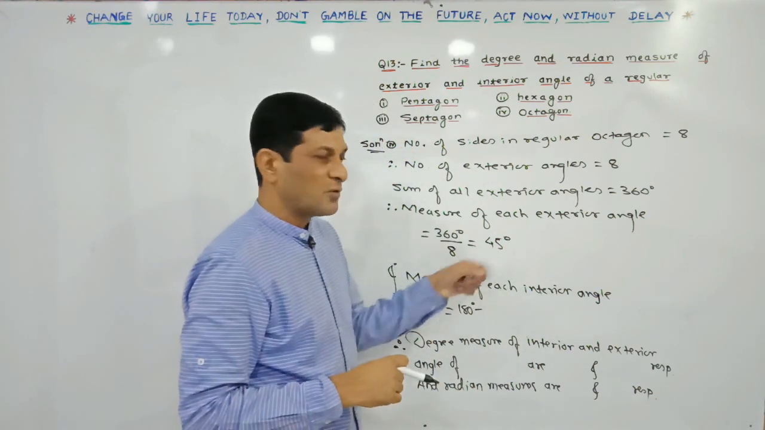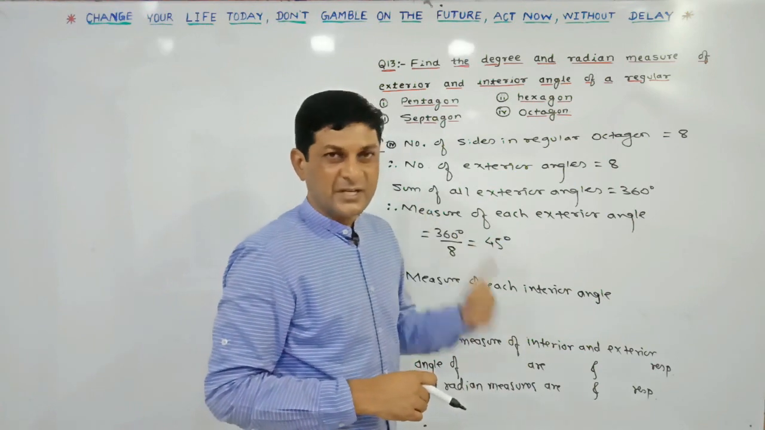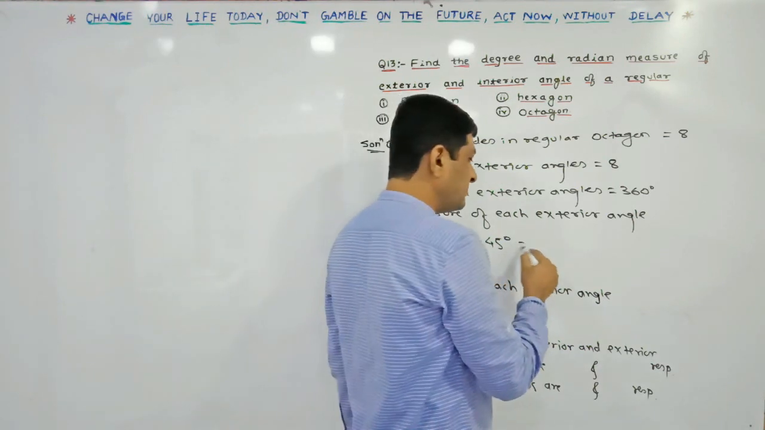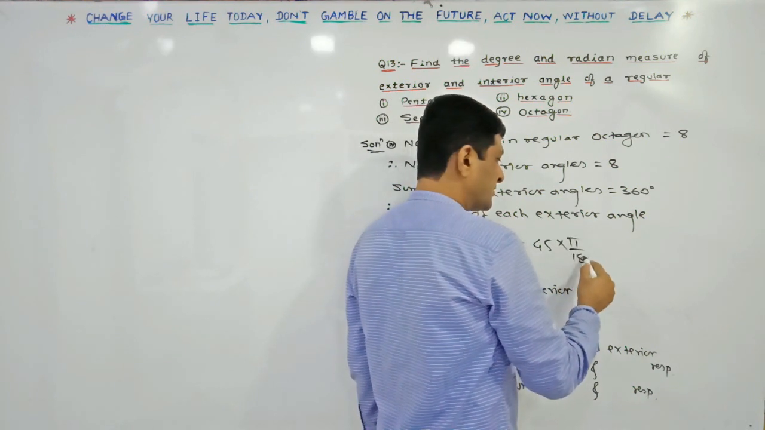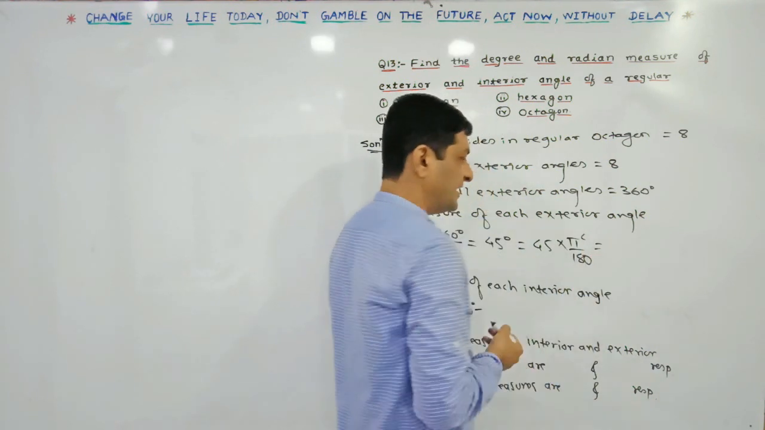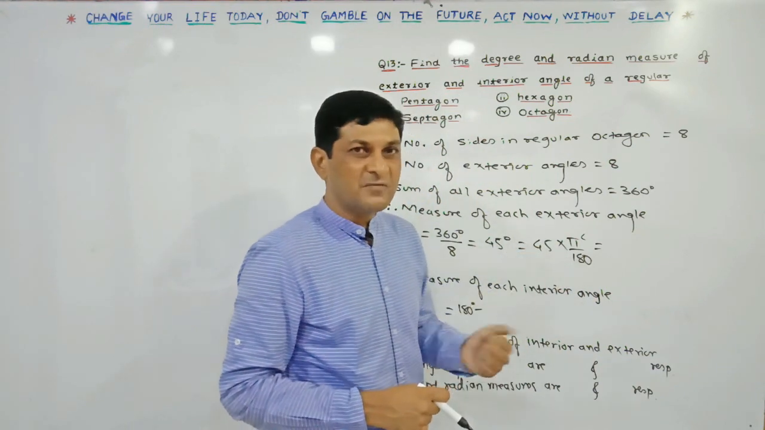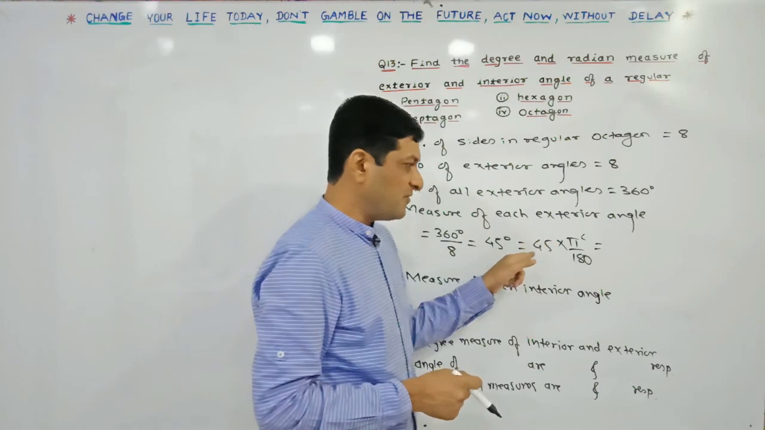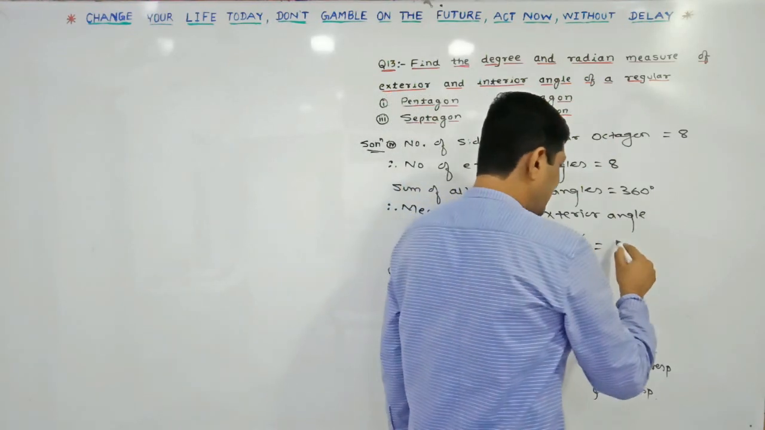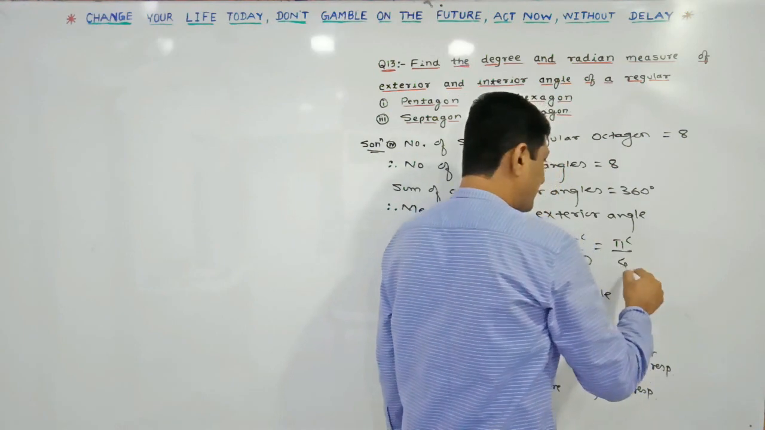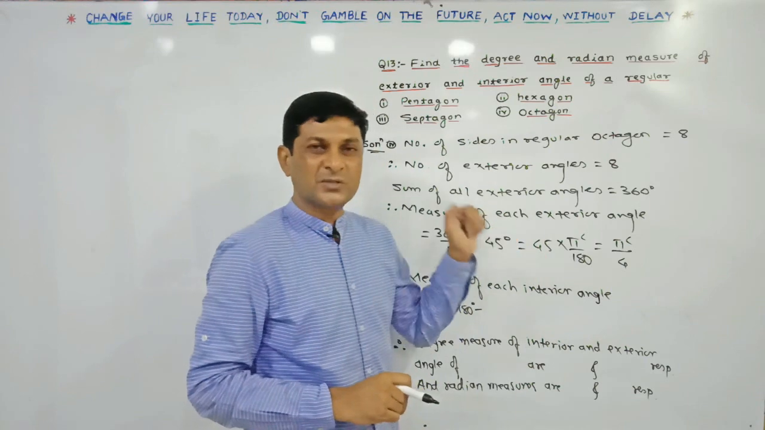In this way we have got the degree measure of the exterior angle. To convert it into radian measure, we multiply it by pi by 180. So degrees will get converted into radians. Here we can easily observe that 45 and 180 are both divisible by 45. 45 ones are 45 and 45 fours are 180. So here we will get pi radian divided by 4. In this way we have got the degree and radian measure of the exterior angle.